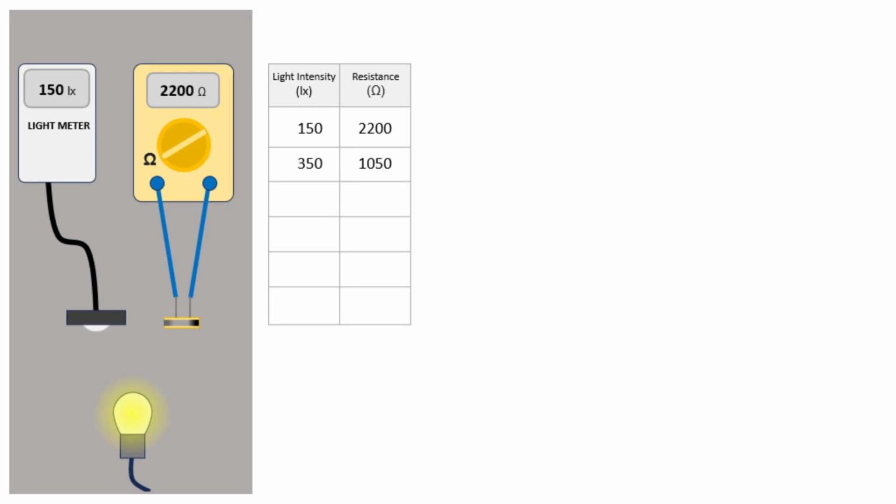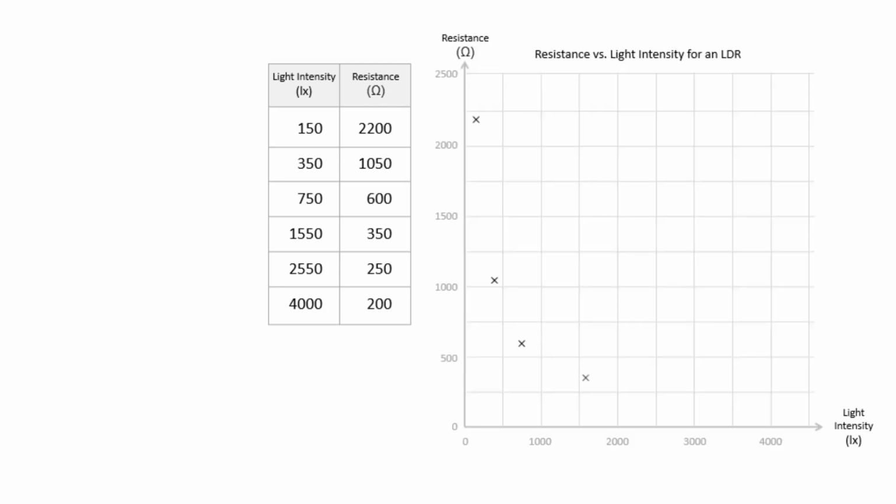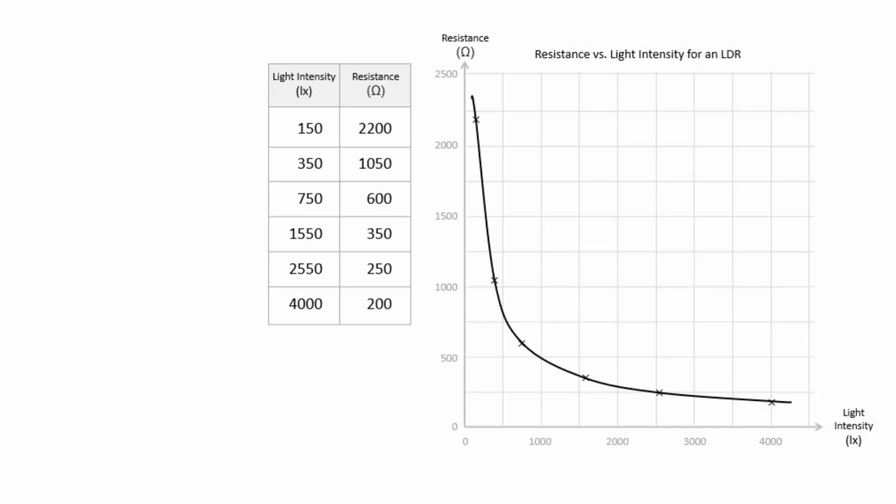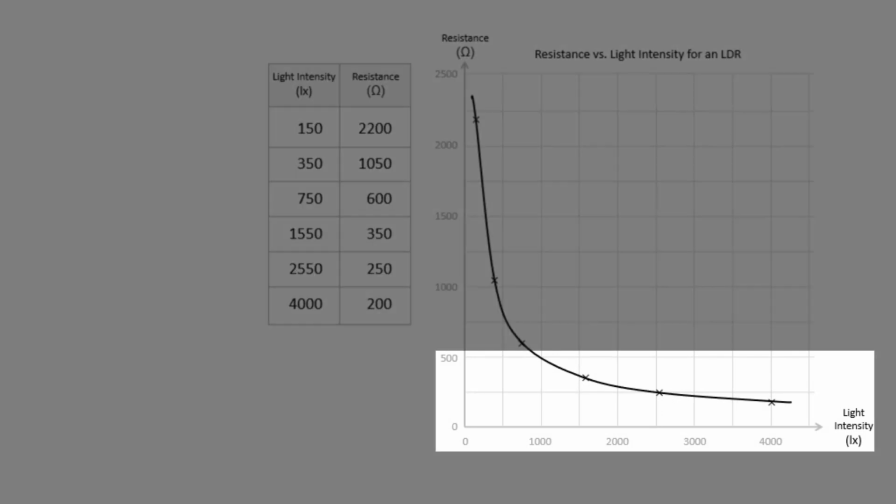As we increase the brightness of the light falling on the LDR, we can see that its resistance decreases. And if we plot this on a graph, we can see that the resistance drops off in a smooth curve. The resistance drops sharply to begin with, and then once the light is bright enough, the resistance stays fairly constant.